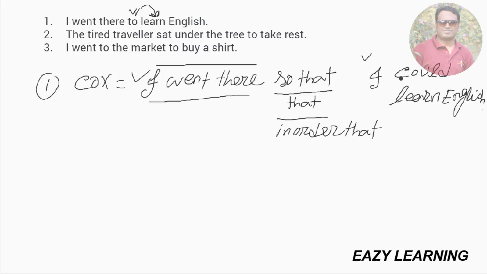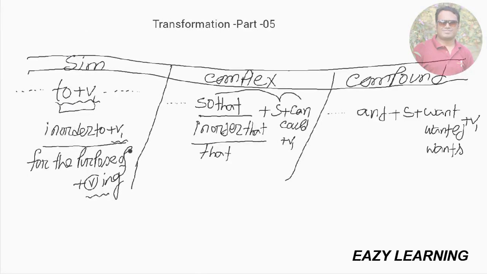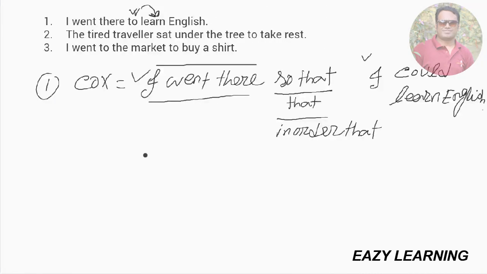Now I have already done the complex sentence. I am sure you have understood how you will change a complex sentence. If you want to change a complex sentence, you must follow this structure. If you follow this structure, you will be able to solve simple, complex or compound sentences. Now I will do the compound sentence. How will you do a compound sentence?